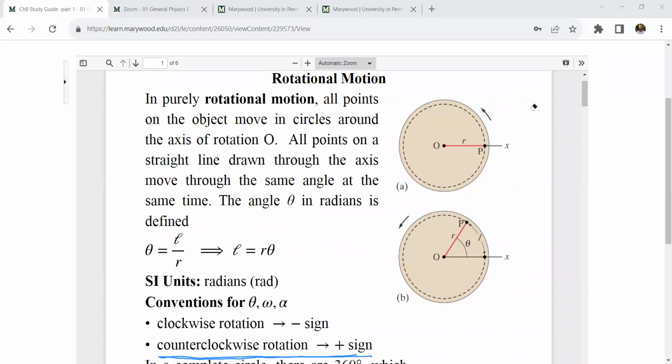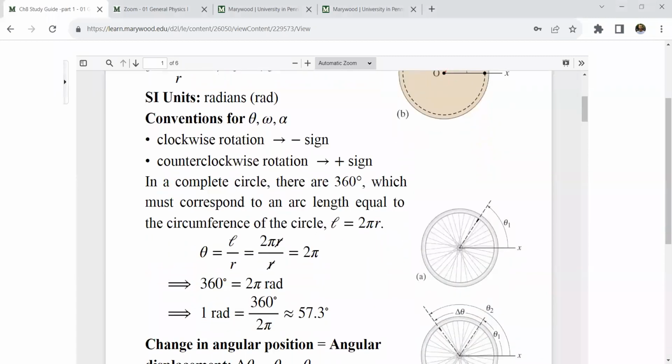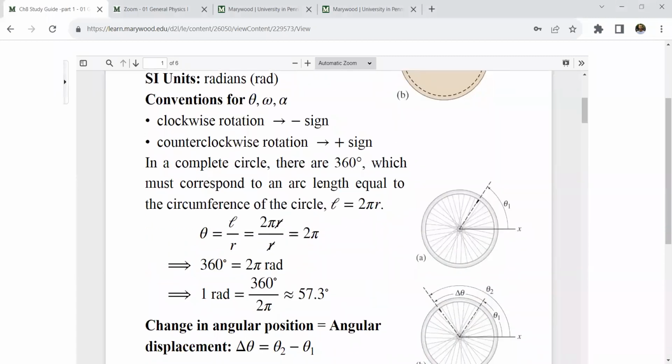All right, now the next thing we are going to learn is the relationship between theta and degree. As I said, we are not using degree to represent theta here. We are using radian, but what is the relationship between degree and theta? So here is the relationship between degree and theta.